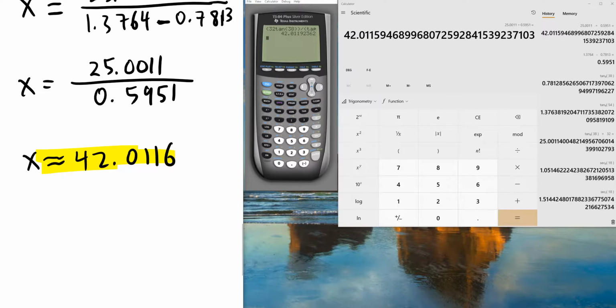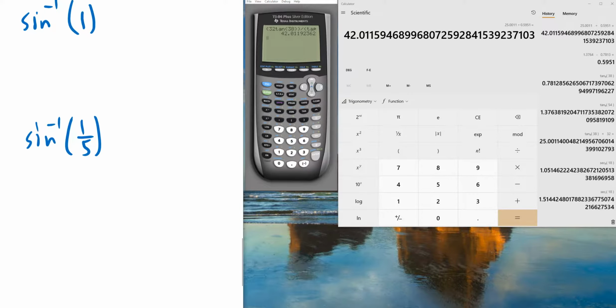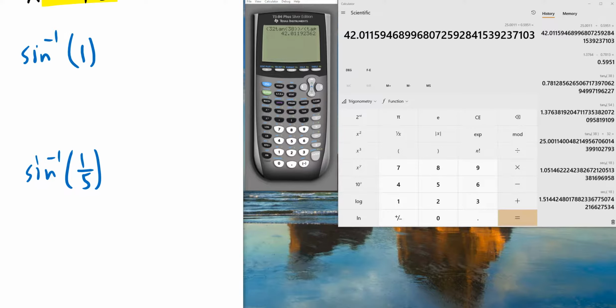Other stuff. Let's say I want to find sine inverse of 1. What is sine inverse of 1? And I'm gonna try a different one. So sine inverse of 1/5. What does that give us? Or even sine inverse of -1/4. So let's see what we get.